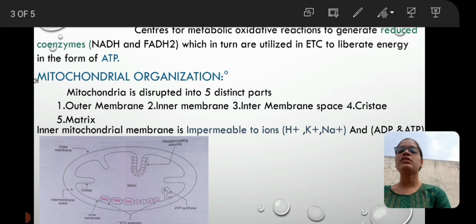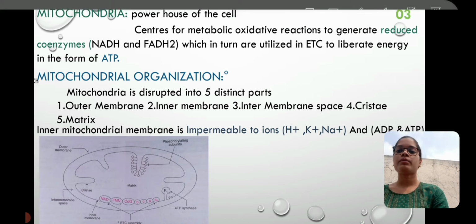So for the synthesis of ATP, as I already said, the inner mitochondrial membrane is impermeable to H+, K+, sodium, and ATP also. Since the inner mitochondrial membrane is impermeable to ATP and ADP, there is a generation of an electrochemical gradient. The generation of this electrochemical gradient will lead to the formation of ATP. So the electron transport chain is coupled with the electrochemical gradients, which will result in the synthesis of ATP.